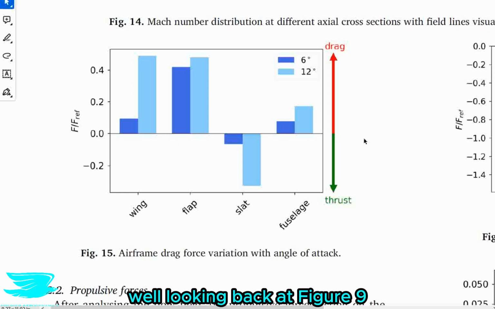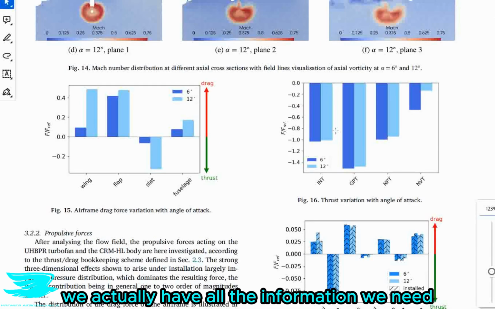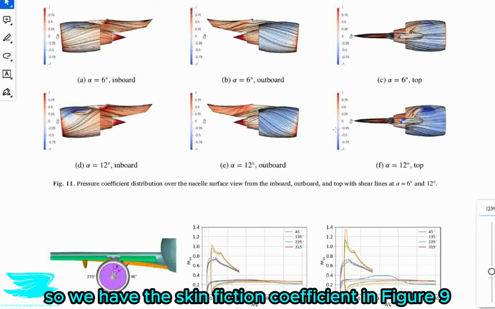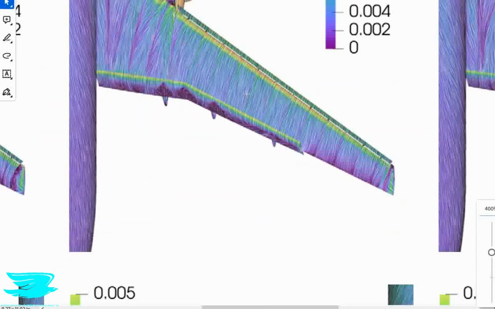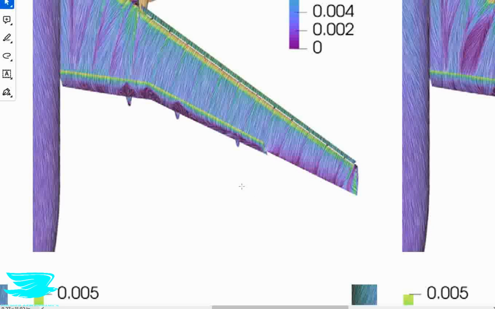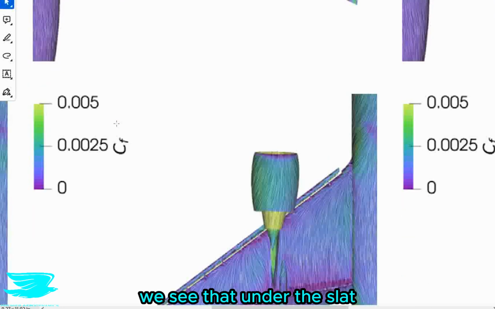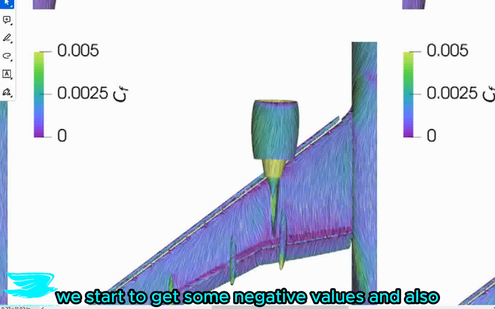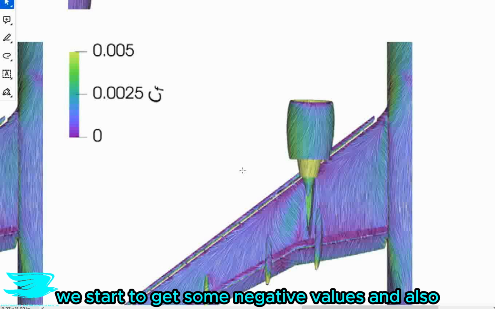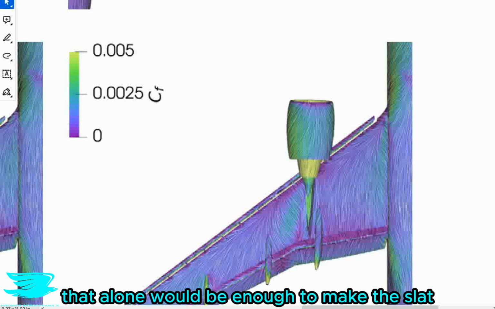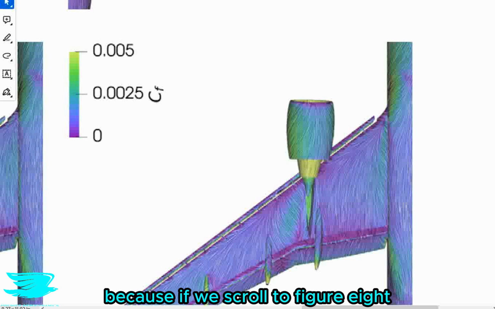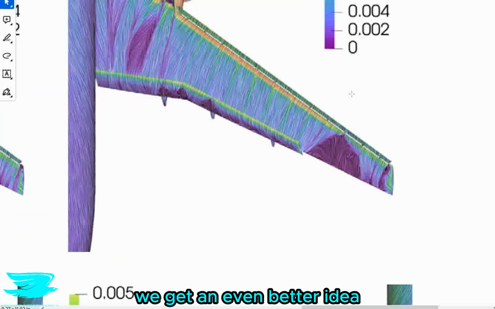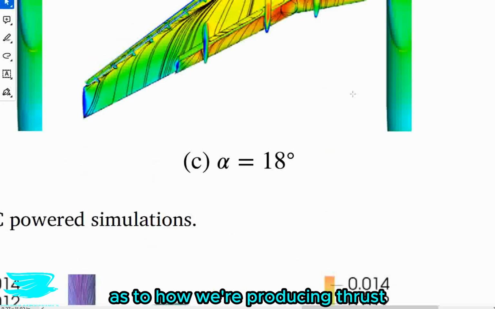Well, looking back at figure 9, we actually have all the information we need. So we have the skin friction coefficient in figure 9, as I'll scroll up here. Here we go. We can see that under the slat, so under here, we start to get some negative values and also even 0 and negative values here. That alone would be enough to make this slat produce some thrust, because if we scroll up to figure 8, we get an even better idea as to how we're producing thrust.